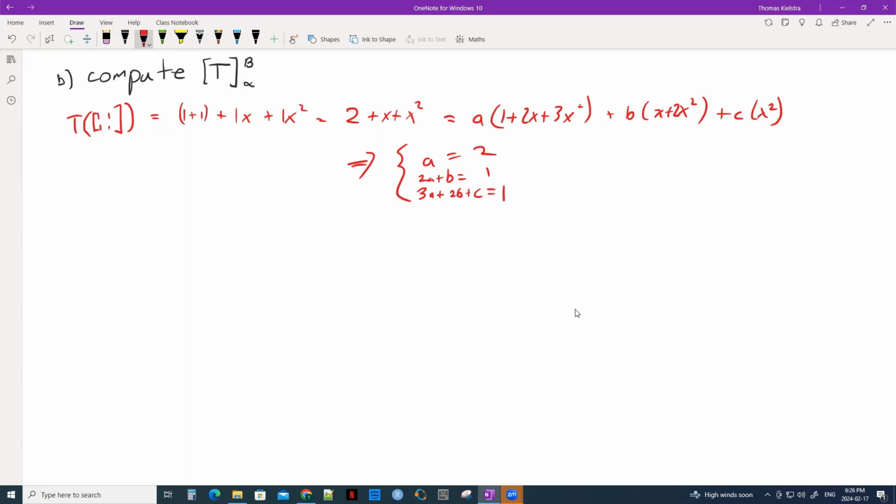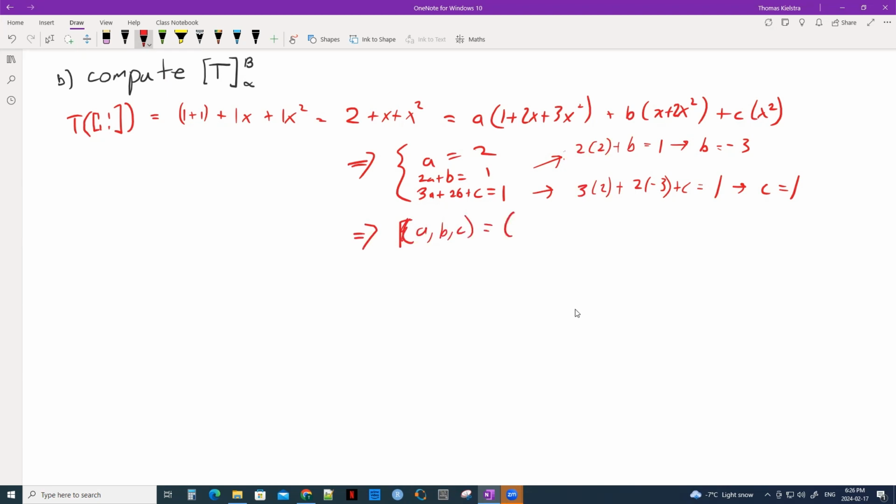Now we could create a system of equations if we wanted to, or we can do a substitution argument. So we can plug A into our second equation to give us 2 times 2 plus B equals 1, which implies that B equals minus 3. And now plugging in here, 3 times 2 plus 2 times minus 3 plus C equals 1 implies that C equals 1. So we can create the system of equations, or we can just use substitution to solve. Well, this gives us that the coordinate vector A, B, C is equal to 2, minus 3, 1.